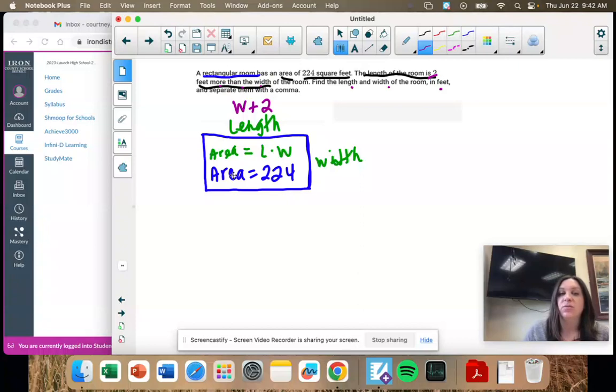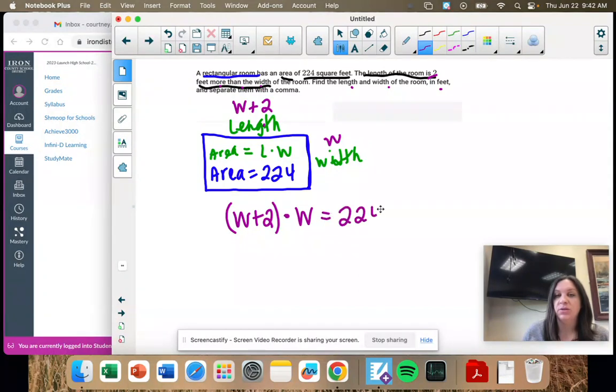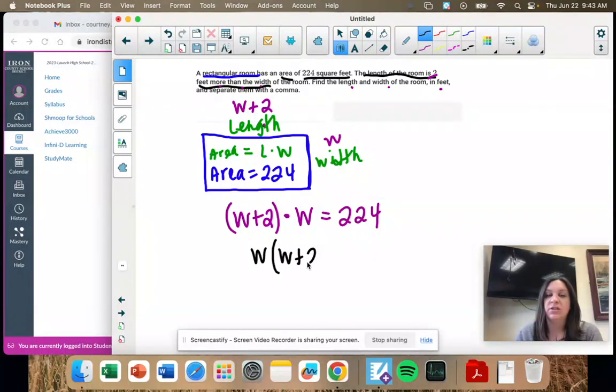All right, so we know the area is length times the width. So the length is W plus 2. And the width is just the width. We're going to times it. And when we do that, we get 224. So I'm going to rearrange this. I'm going to put the W first, and then the W plus 2 equals 224.